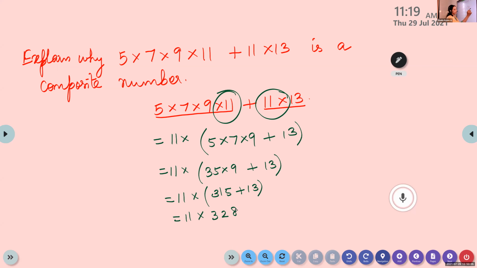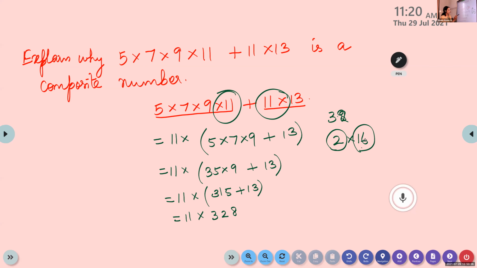Look at this, children, please listen. Suppose we take the number 32. We are able to write 2 into 16. That means 2 is a factor of 32, and 16 is a factor of 32, yes or no? If you are able to write a number as a product of 2 numbers, both the numbers are factors.